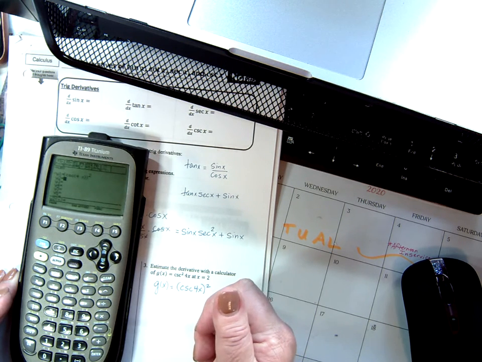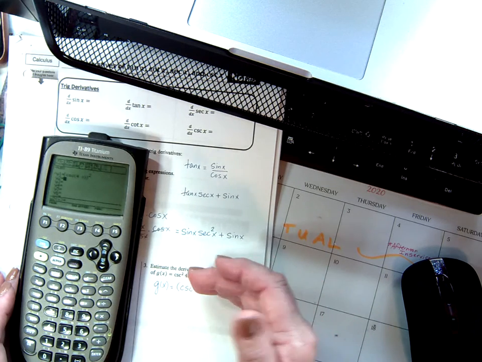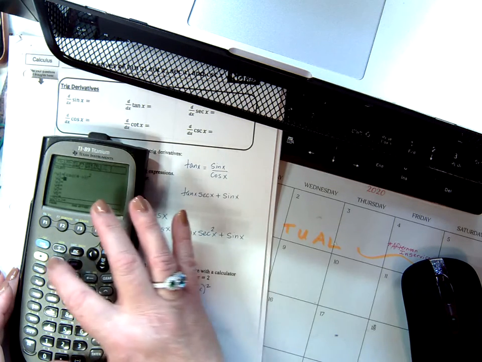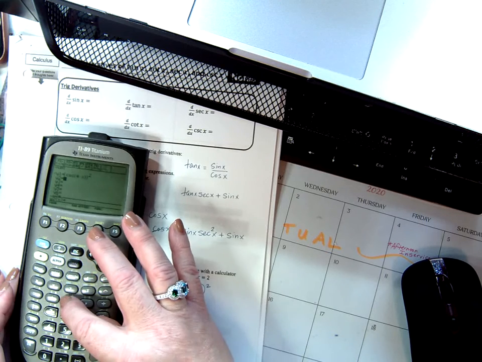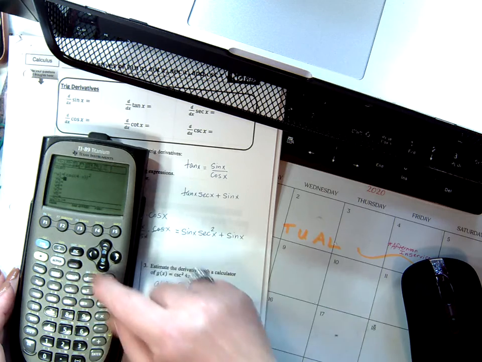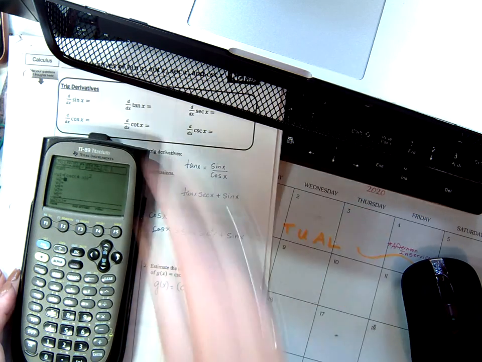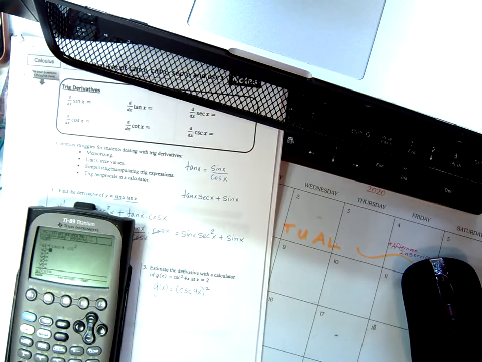So you're going to alpha it, but every time you need a letter, you have to alpha it. So it's alpha, right-hand parenthesis, alpha 3, that's your S. And then alpha, your right-hand parenthesis again, CSC. Open a set of parentheses after the CSC and put in a 4x. Close 2 parentheses and then square it.